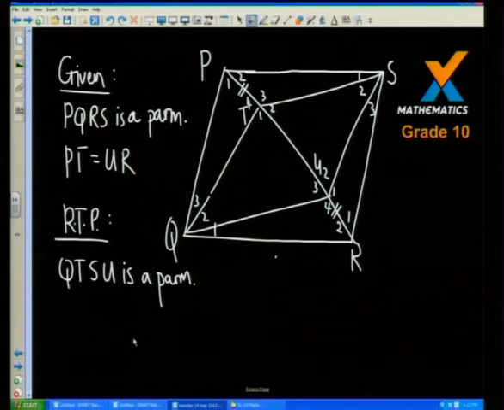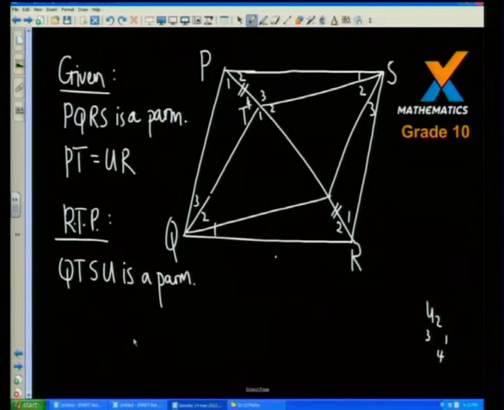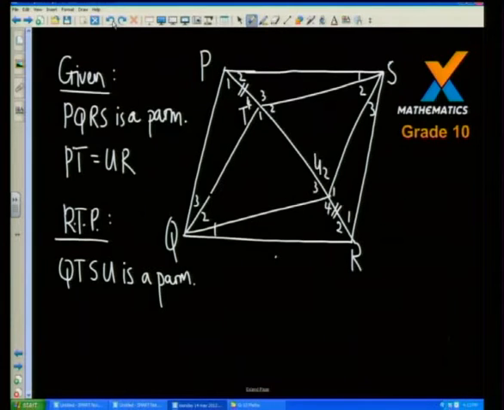Right, on the board there is a quadrilateral, PQRS, which is a palm, and we're going to use palm for short. And we've also got this segment PT is equal to UR, and that's on the diagram over there. And we've got Q1, 2, 3, we've got R1 and 2, we've got this angle over here, 1, 2, 3, 4U, S1, 2, 3, and T1, 2, 3, 4.